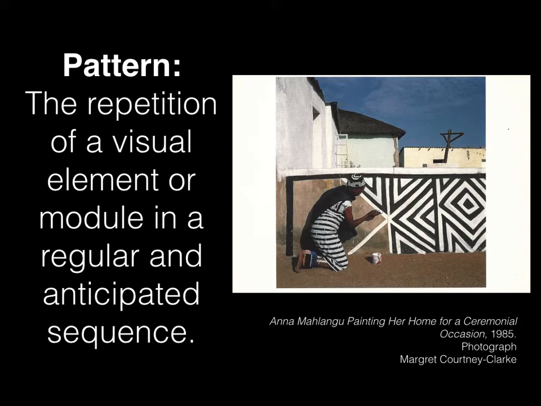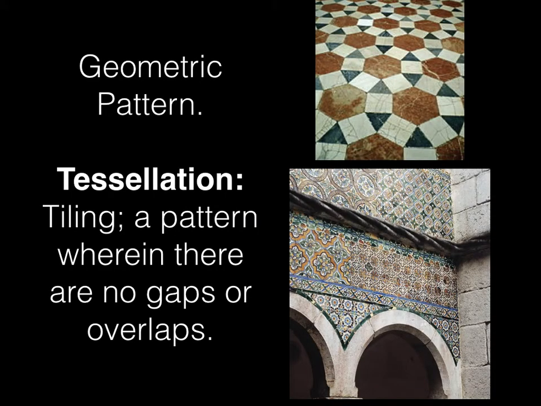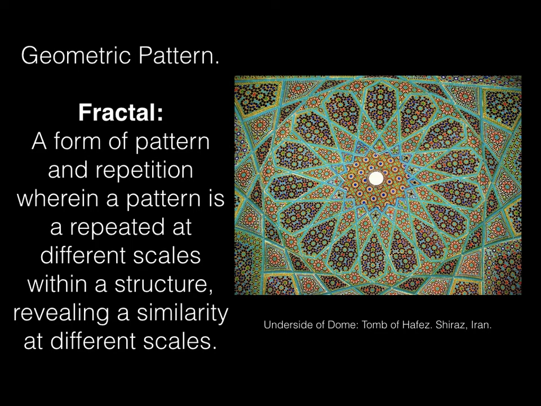So pattern is really broad. It can be really simple, really complex. But there you go. All right, geometric pattern. So tessellation, which is also known as tiling. So that's when you have individual tiles, like think of your kitchen floor or maybe your bathroom. So those tiles are a pattern wherein there are no gaps or overlaps. So these are things that fit together in these perfect little patterns and create really ornate and geometric shapes, or sometimes simple shapes.